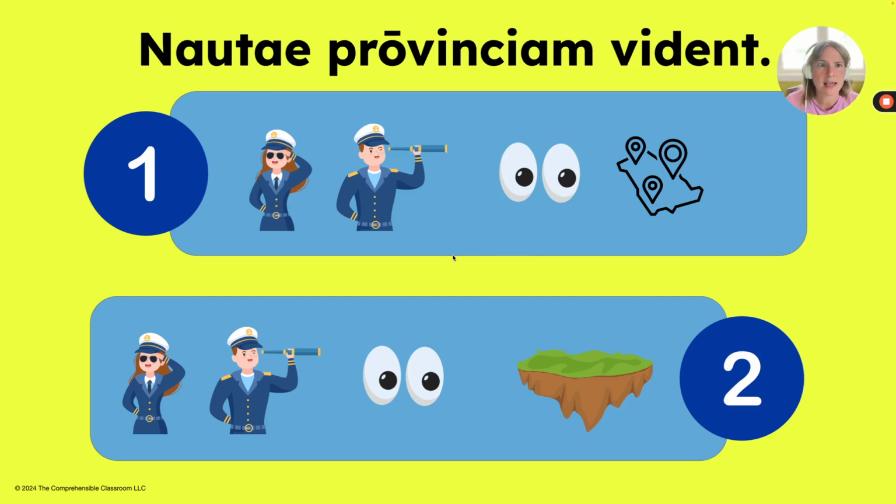Nautai provinciam vident. What are they saying? Number 1, the sailors, nautai, provinciam, one province, vident. They see one province.